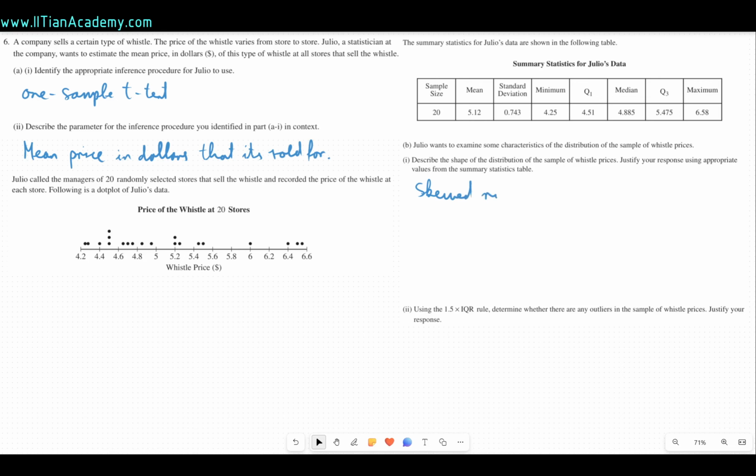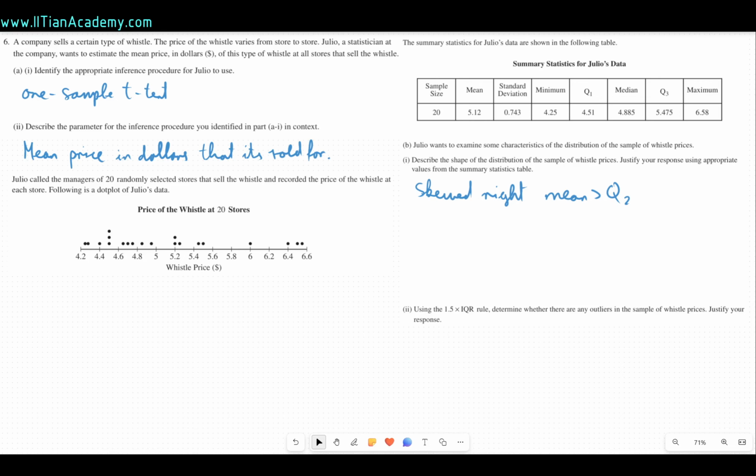Skewed right. The reason we can say this is because the mean is slightly larger than the median. So the mean is larger than Q2, which means that more of the data points are generally on the right side, in the higher 50% of the data. And then we need to use the IQR rule to determine whether there are any outliers.